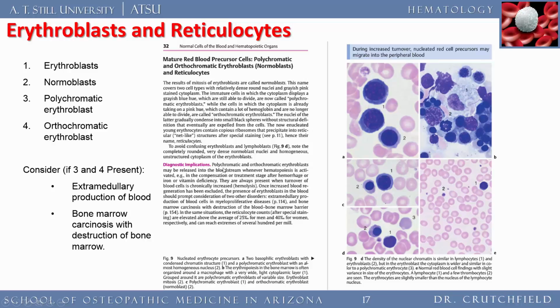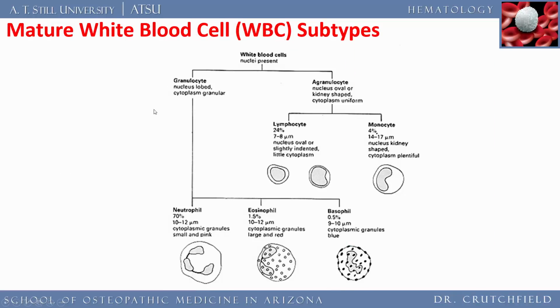So whenever we see too many erythrocytes, whenever we see too many reticulocytes, we're looking at the body trying to compensate for hemorrhage or iron or vitamin deficiency. So that's the clinical importance of a reticulocyte and the fact that they come from erythroblasts.